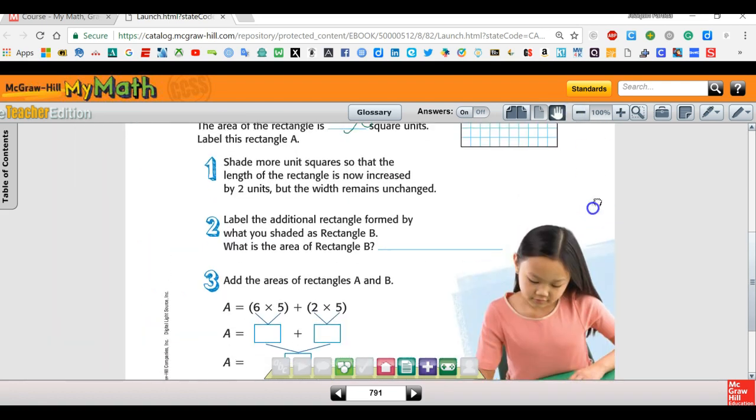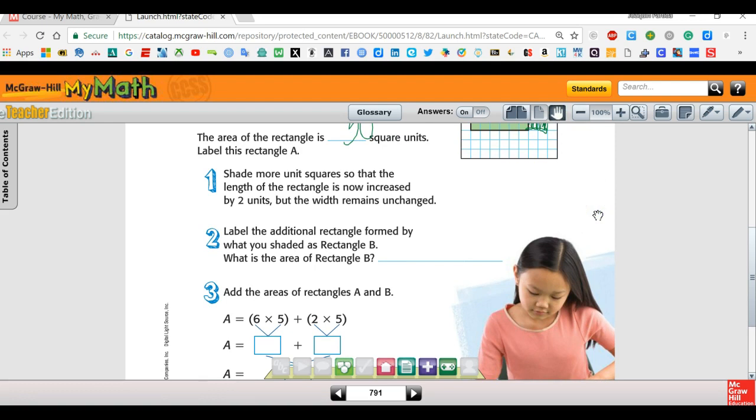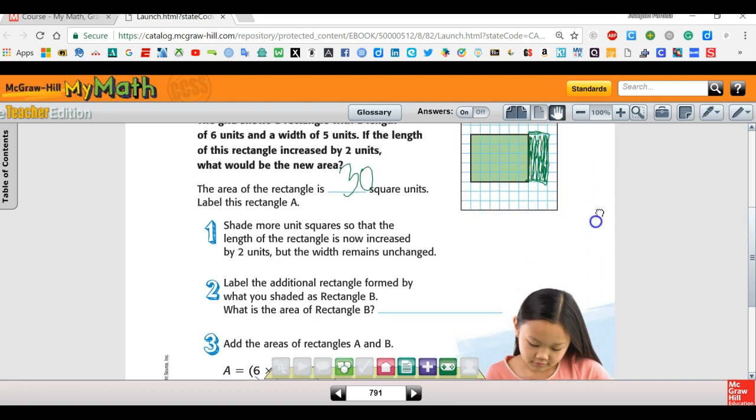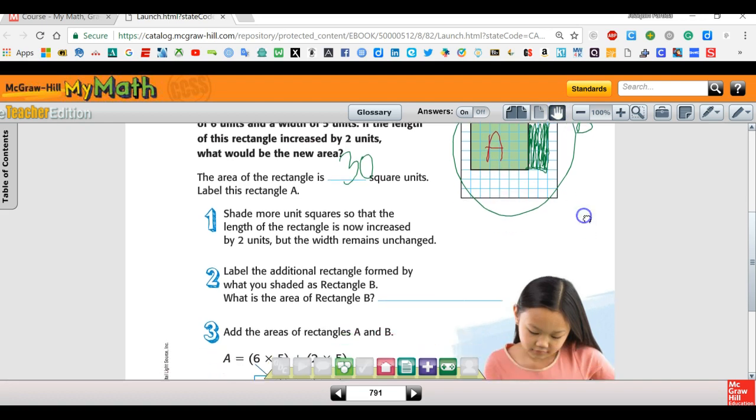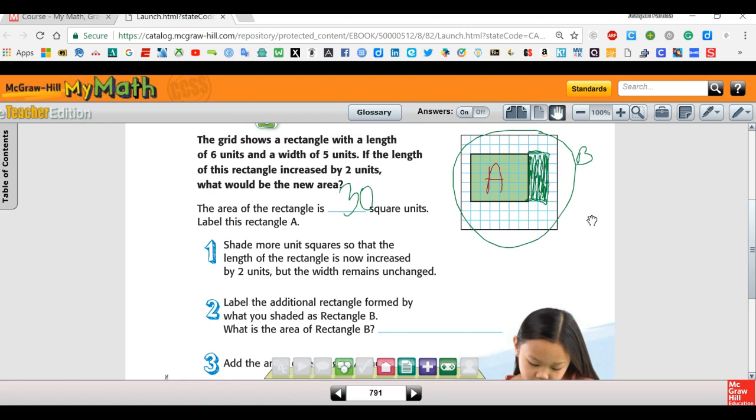Then it says label the additional rectangle formed by what you shaded as rectangle B. So this whole thing now is rectangle B. Okay, this is rectangle B is the whole thing. Okay, the one that they shaded is going to be rectangle A. Okay, what is the area of rectangle B? So now rectangle B has how much? How long is the length?